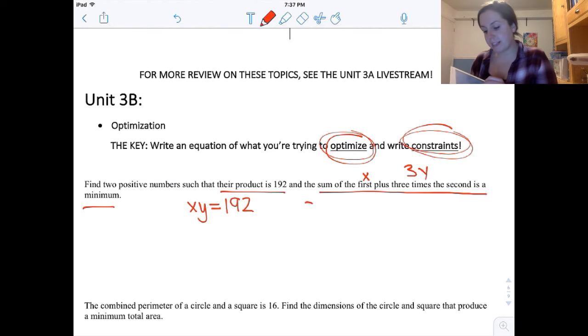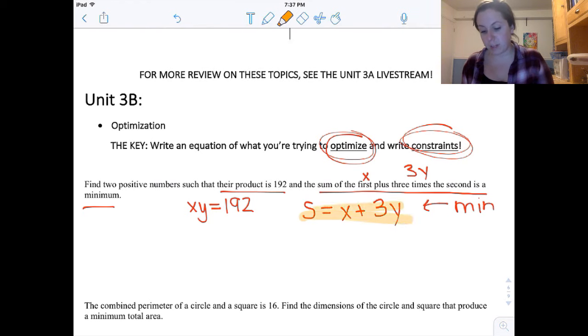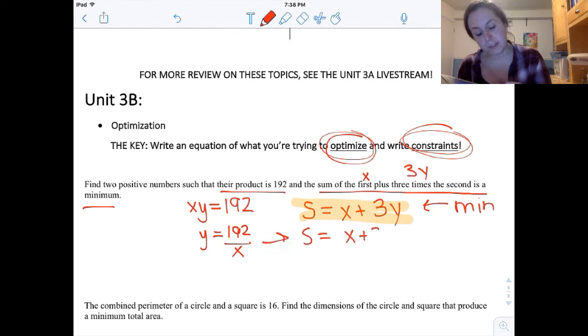So here's what I'm going to say. The formula for this sum is the first plus 3 times the second, and this is what I'm trying to minimize. So that's what I'm going to take the derivative of. Whatever one you're trying to minimize, that's the one you're taking the derivative of. I'm going to isolate a variable and go from there. So I'm going to start by solving this for y, let's say. So y equals 192 over x. And I'm going to get this all in terms of one variable. So x plus 3 times 192 over x.